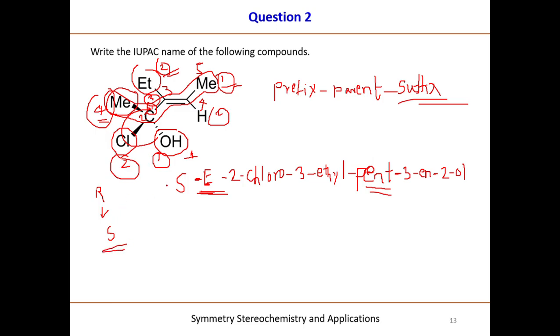So the name of the molecule becomes (S,E)-2-chloro-3-ethylpent-3-en-2-ol.